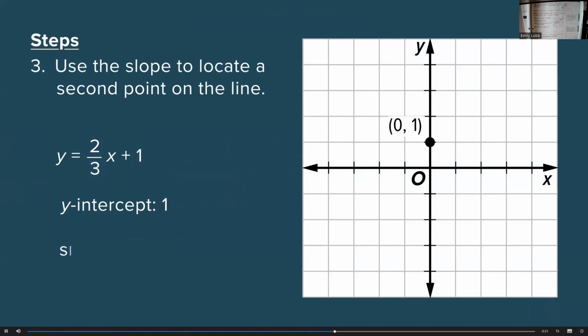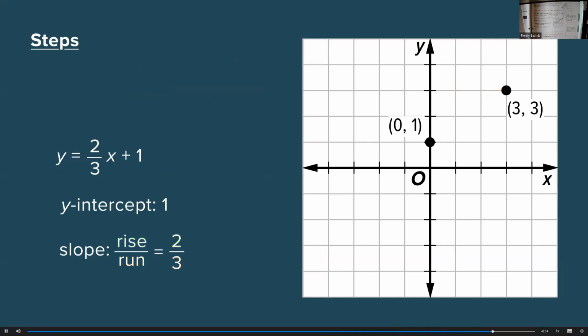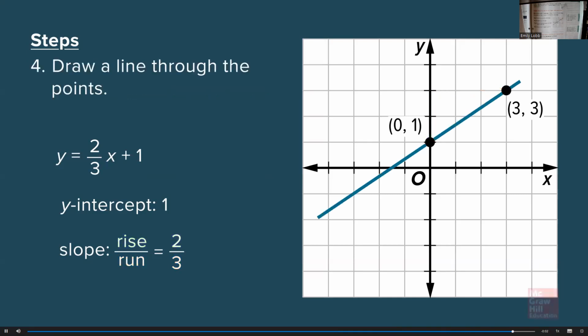Then use the slope to move from the y-intercept to a second point on the line. The slope 2/3 indicates a rise of 2 and a run of 3. So from the y-intercept, go up 2 units and right 3 units. Another point on the line is 3, 3. Finally, draw a line through the 2 points.